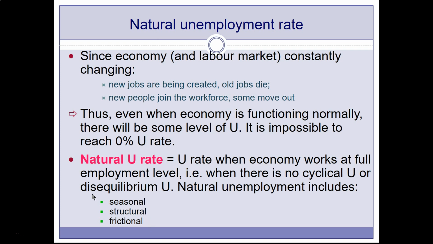Natural unemployment rate will include three types, and this is what you will need to memorize for your exam. Natural unemployment rate will include seasonal, structural, and frictional unemployment. These are normal, good unemployment types. They are inevitable, there is nothing wrong with them, they are okay, we can live with them. That is why they are called the natural unemployment rate.